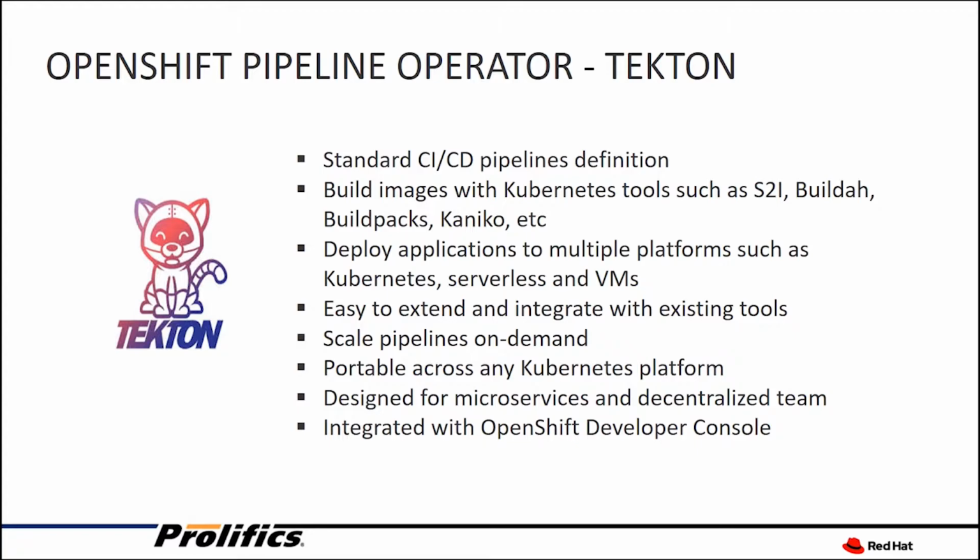So the OpenShift pipelines are the standard CI/CD pipeline definitions that are easy to extend and integrate with your existing Kubernetes tools. So you can build a pipeline on Kubernetes and extend that out to any other different type of Kubernetes on a different Kubernetes offering. So it is very easy to port from one Kubernetes implementation to a different Kubernetes implementation.